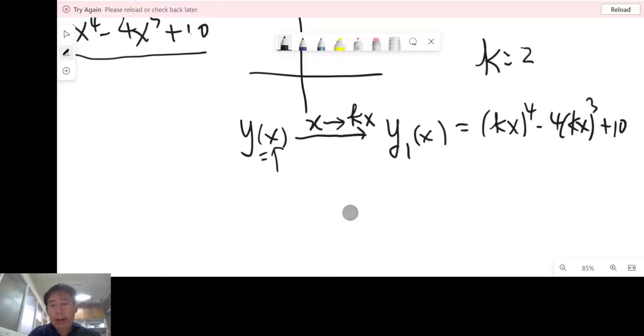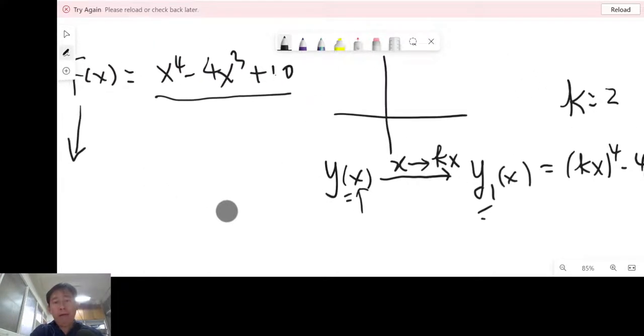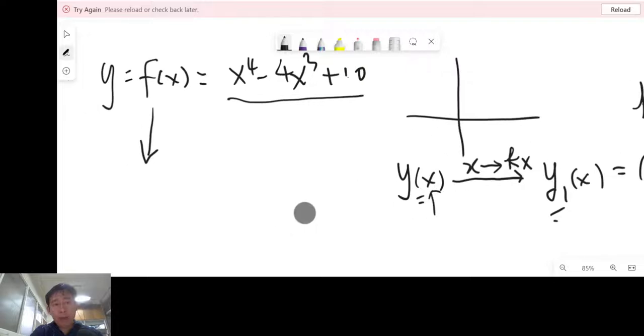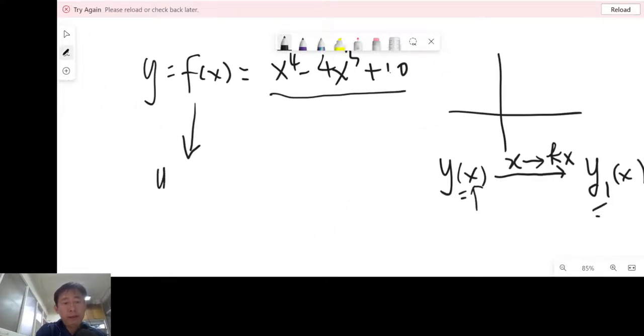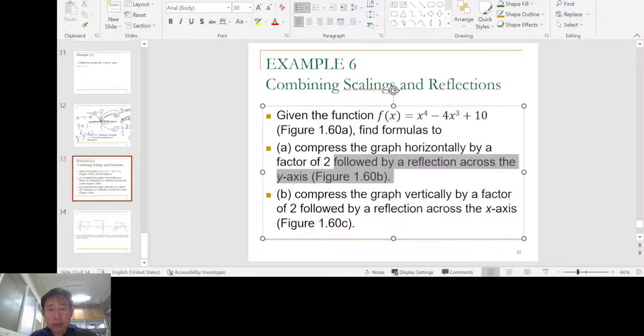So you have an expression for y1 that represents the compressed version of the original function by a factor of 2 horizontally. So y would then be transformed into the function y1. So that is the first part of the operation as instructed in example A. So once you have compressed the function horizontally by a factor of 2, then you want to make a reflection of the function y1 about the y-axis.